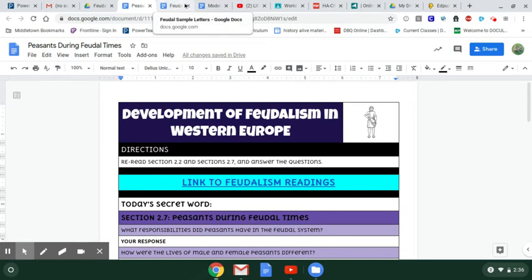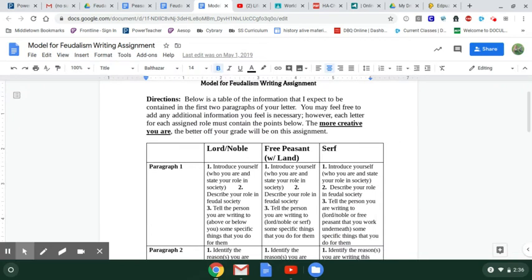We're going to take what we did all week, and we are going to pretend we are one of the lower levels on the feudal pyramid, either a serf, a peasant, or a lord or a noble, and we're going to ask a higher level for movement up the pyramid. So if we're a serf or a peasant, we're going to be writing to a lord, and if we're pretending we are a lord or a noble, you're going to be writing to a king or a queen.